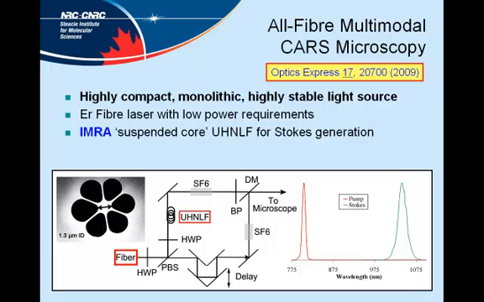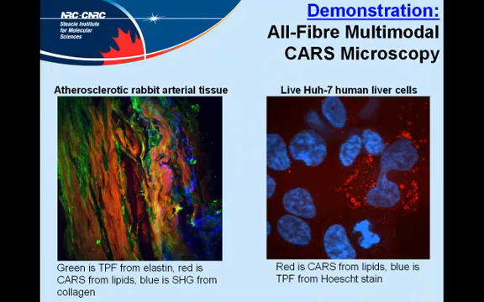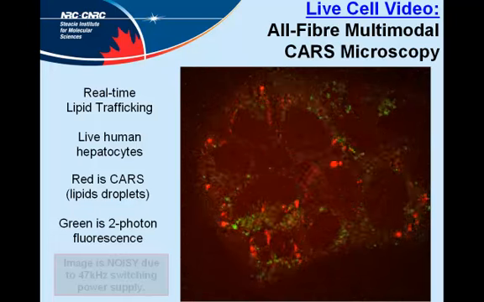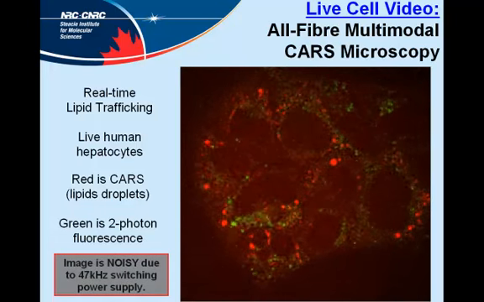So this is a second harmonic of an erbium doped fiber. We pumped this ultra-high nonlinear fiber. You can tell that it was some marketing guy who came up with this name. Ultra-high nonlinear fiber, anyway. But it's the same idea. We get pump and Stokes, and we're going to do our chirped pulse microscopy as we've done before. And it works. So this is the rabbit aorta tissue. This is looking at stained Hoechst and CARS in some liver cells. And finally, we can make movies of lipid trafficking in hepatocytes.